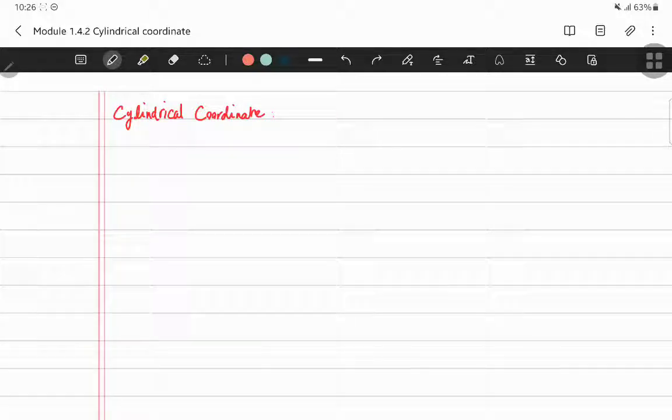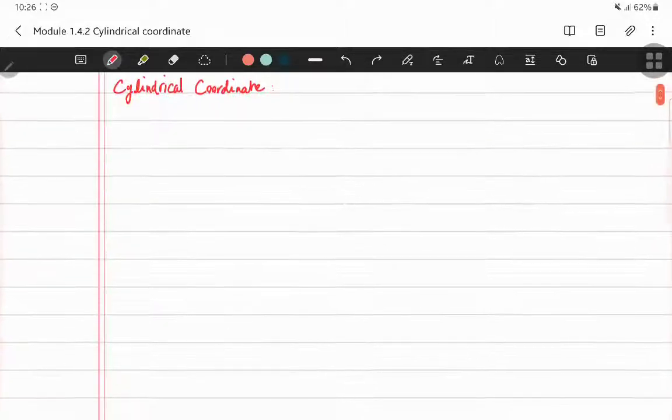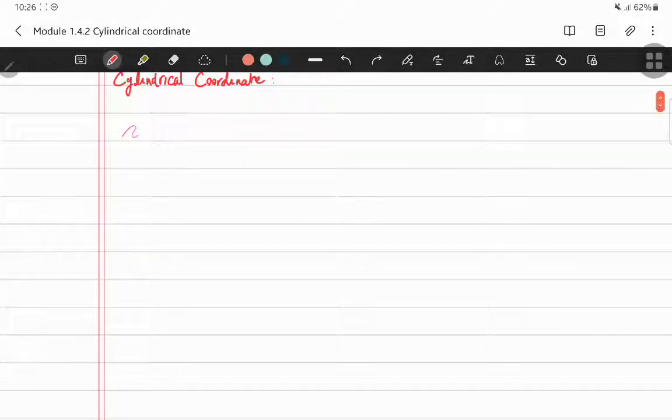Hello everyone and welcome to this module on the introduction to continuum mechanics. In this video we are going to introduce the cylindrical coordinate system and then derive some of the basic equations for the divergence, curl, and the gradient of tensor field, vector field, and also the scalar field. So let's get started with the introduction to cylindrical coordinate system.